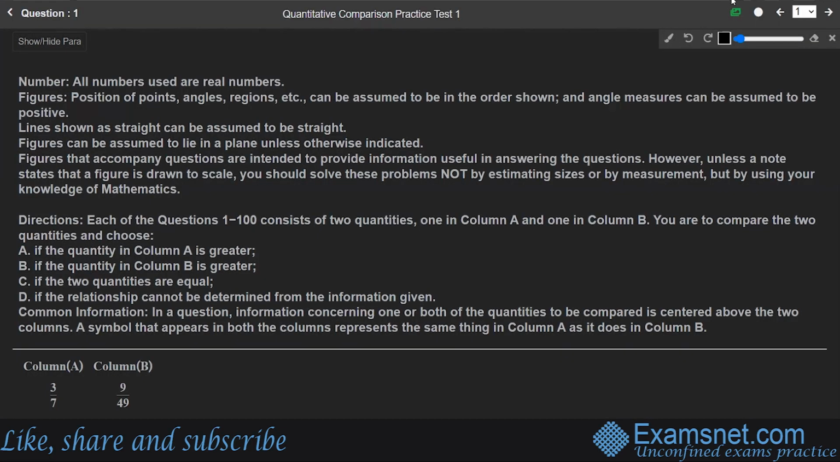Okay, so in this particular type of question, what we are supposed to do, the things are mentioned. Number: whenever there is a number presented in any of the questions, all numbers are to be considered as real numbers. We have to assume like this. These are the assumptions stated already.